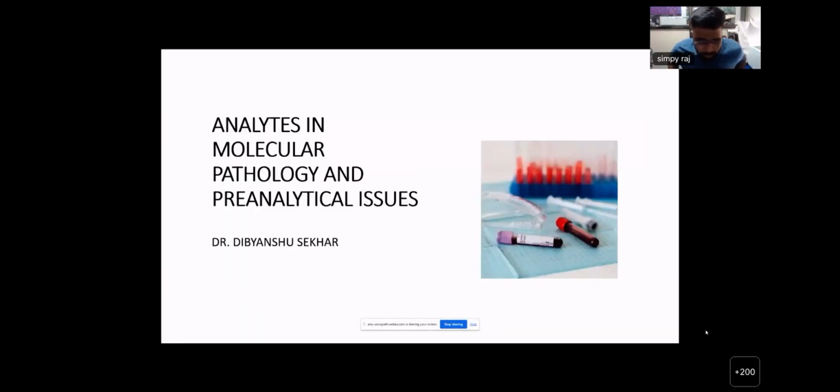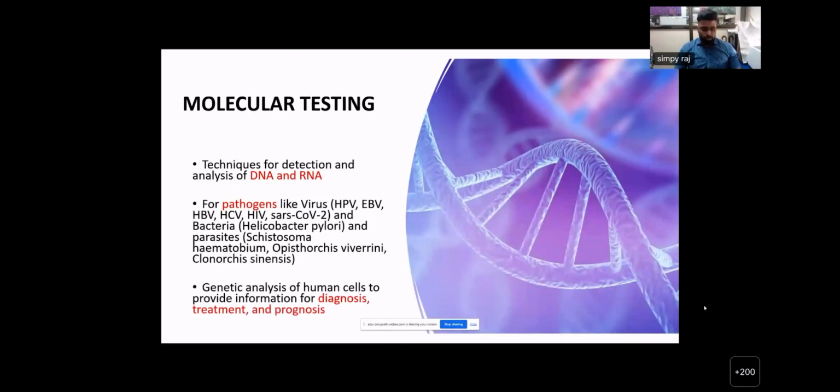Okay, I'll be talking about the topic analytes in molecular pathology and pre-analytical issues. Let's start. As sir has already told, it's a technique where we detect DNA and RNA abnormalities associated with it, and it can be used for diagnosis, prognosis, as well as treatment purposes. Apart from cancer, we can also detect pathogens like viruses, parasites, and bacteria.